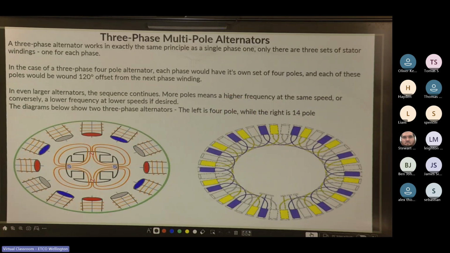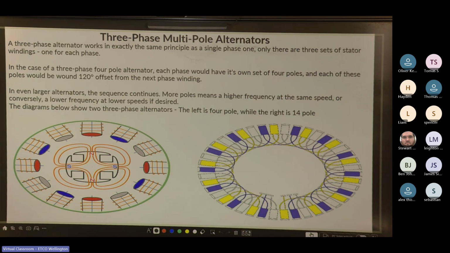Cool. So, three-phase multi-pole alternator. A three-phase alternator works on exactly the same principle as a single-phase one, only there are three sets of stator windings, one for each phase. In the case of a three-phase four-pole alternator, each phase must have its own set of four poles, and each of these poles would be wound 120 degrees offset from the next phase winding.